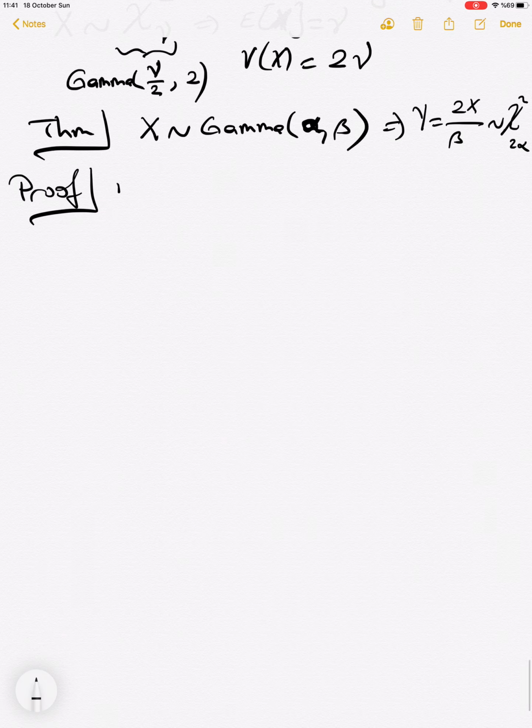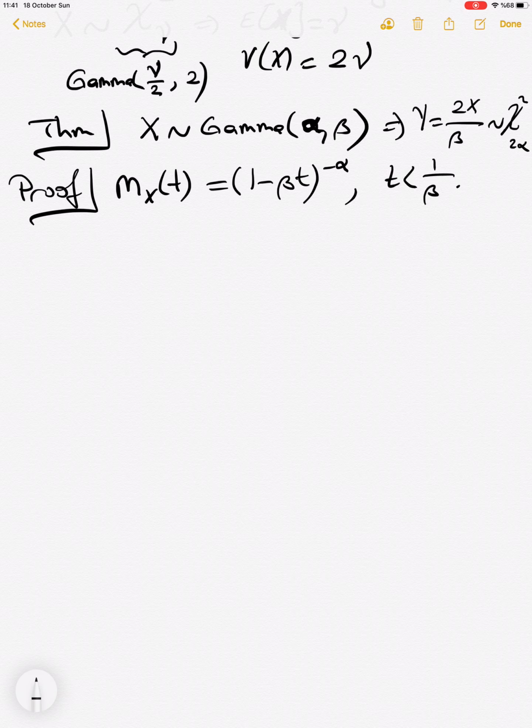Here we are using moment generating functions again. It's very easy to use moment generating functions for such purposes, but you can also use the Jacobian transformation. But I believe this is the easiest way to deal with this transformation. So you know, this is the form of the MGF of the gamma distribution. We want to find the moment generating function of Y.